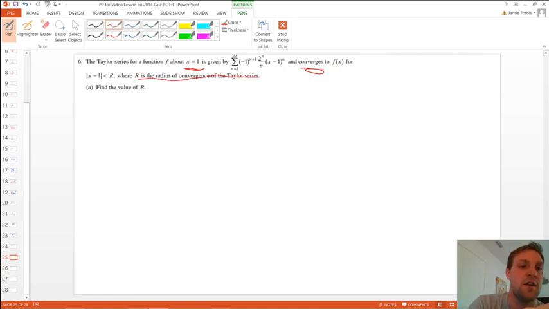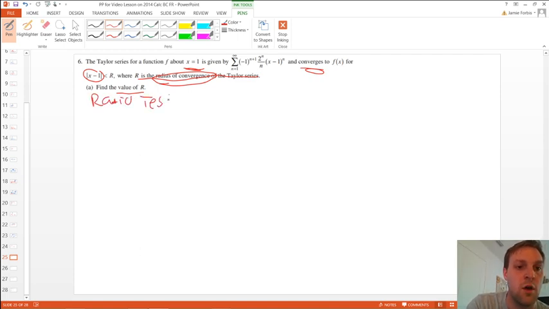Remember that it converges whenever we have the absolute value of x minus a, my center, less than the radius of convergence, which is just the quantity that it's bounded between. All right. Well, it wants me to find the value of r. It wants me to find that radius of convergence. Now, we have a particular way that we find the radius of convergence. We learned that is found by doing the ratio test.